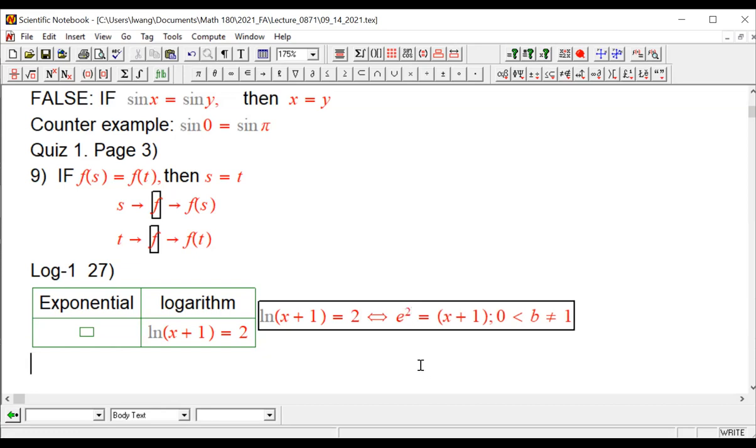So what should be that exponential form? And this is the exponential form. That's the answer. Do you follow me? So basically you apply the definition. On one side is log form, and the other side is exponential form.